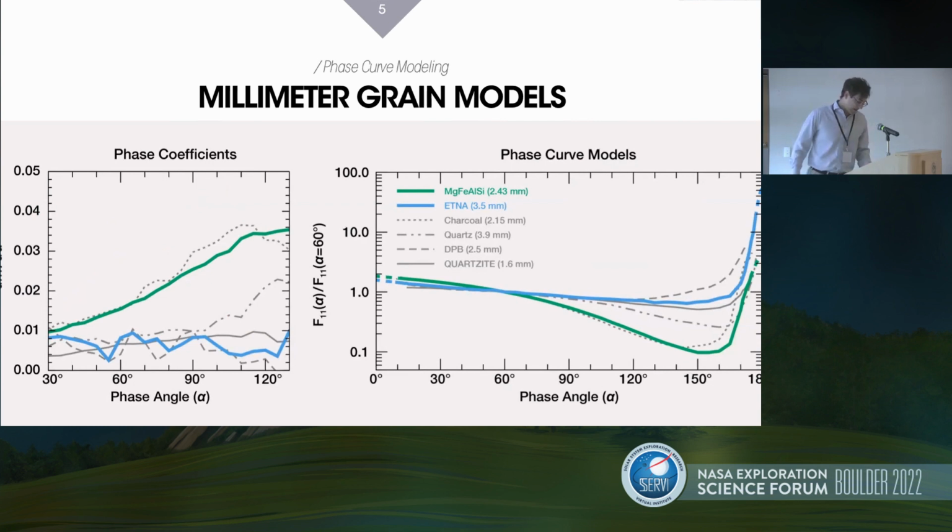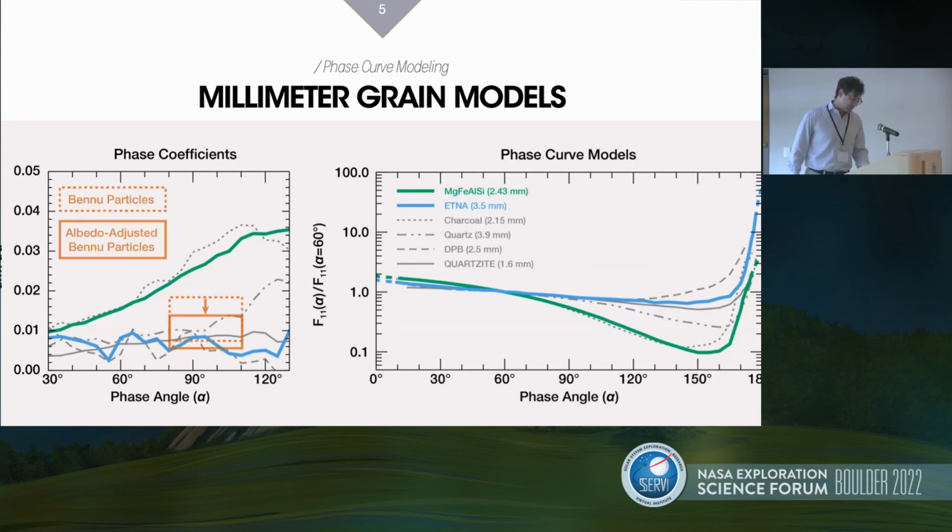Next one, please. Between alpha equals 80 and 110 degrees, the phase coefficient is small, within range of values for naturally ejected Bennu particles with the best fit density of about 1,340 kilograms per meter cubed. After a 25% downward correction to account for the higher albedo of Didymos and Dimorphos, which is basically shown by those orange boxes there. So the Bennu constraints shown before and after the albedo adjustments are those orange boxes, where you can see that because Dimorphos is brighter, we have to shift the box down.